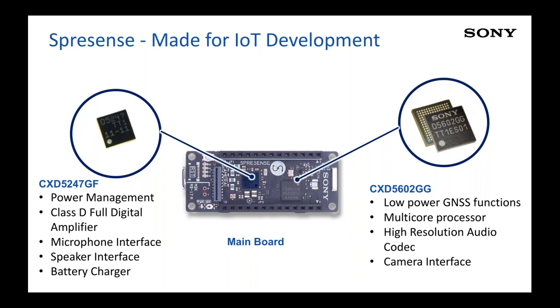This is the GPS or Galileo or other capabilities that you need for global navigation satellite system. We have multi-core processor capability on this one, and then high resolution audio codec, and then also the camera interface supported by this chip. And then let's look at the left side.